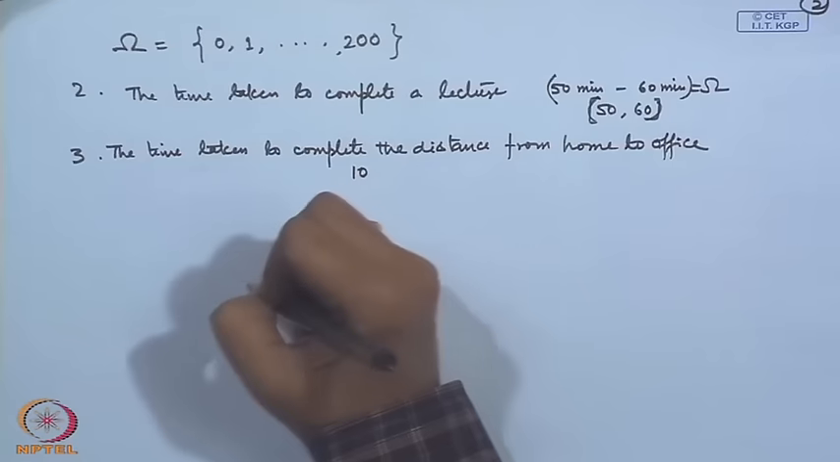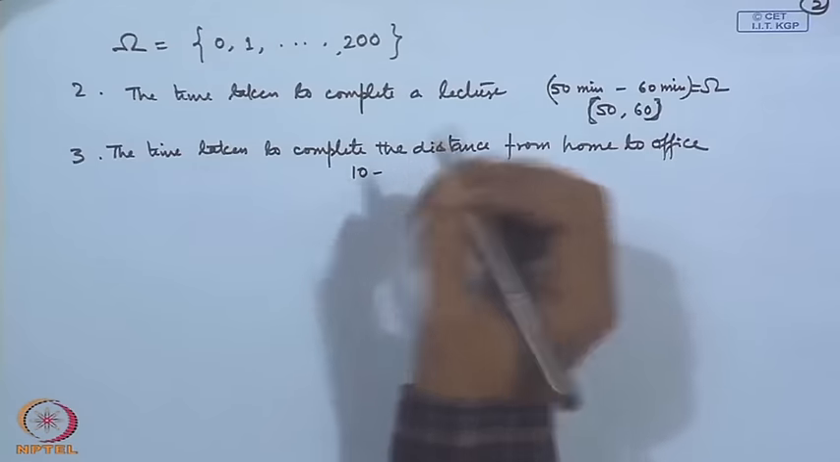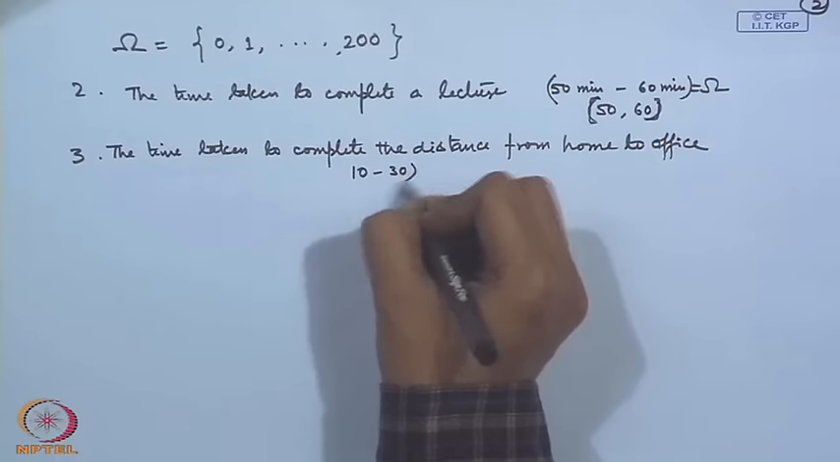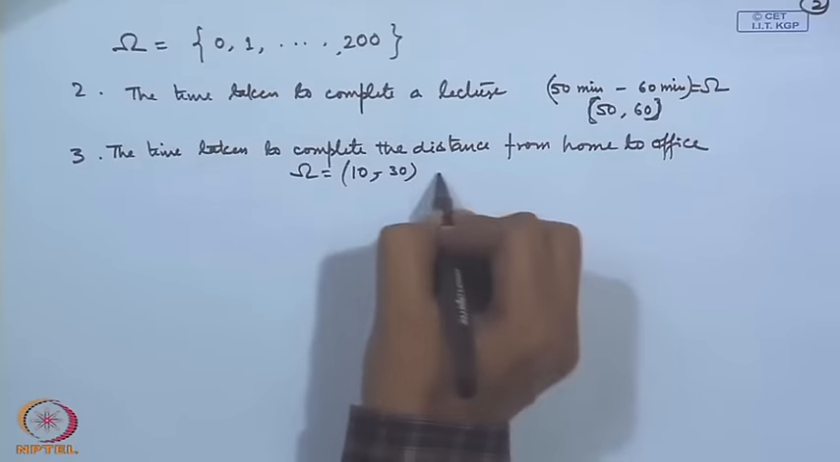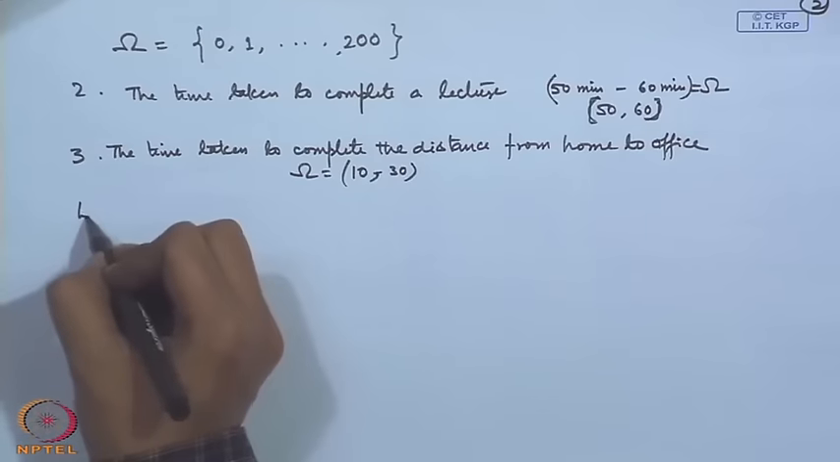For example, a 5 kilometers distance one may cover in 10 minutes, but on other occasions one may take 12 minutes, 15 minutes depending upon the traffic, or as I mentioned, there may be a railway crossing on the way which may be closed sometimes. So, we may safely put say 10 minutes to 30 minutes time may be taken to complete the distance from home to the office. So, my sample space here in this case can be an interval 10 to 30.